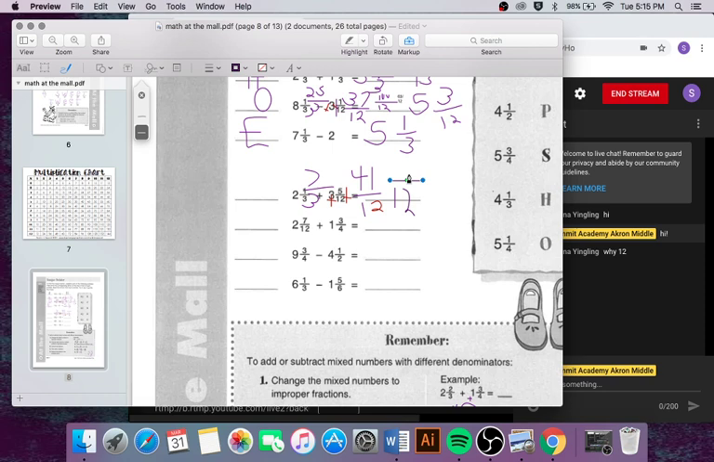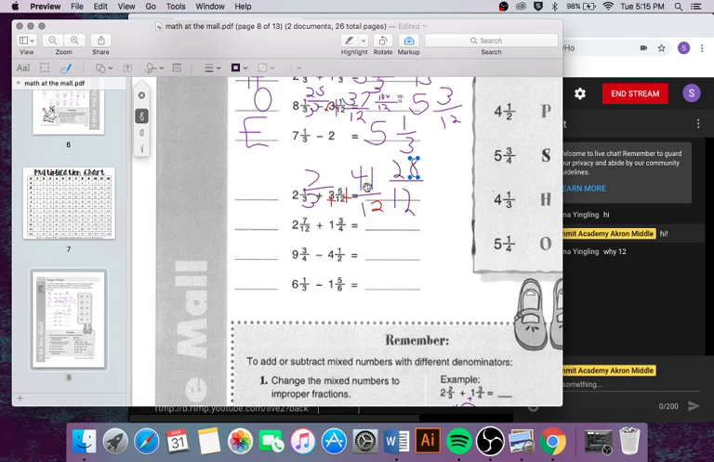So whatever we do to the bottom, we also have to do to the top. So we multiplied 3 times 4 to get 12. So now we're going to multiply 7 times 4, which is 28. So our fraction is going to be 28/12. So we have 28/12 plus 41/12.